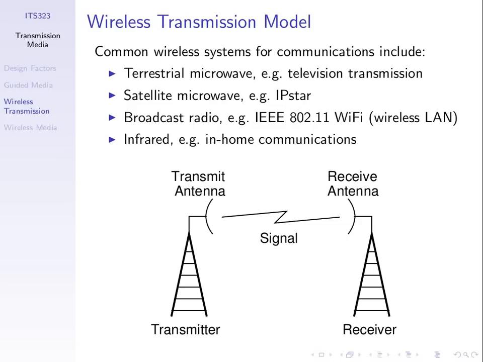Our general model of any wireless system is that we have a transmitter. We take some electrical current from, say, a computer that wants to transmit some data, and the antenna converts that electrical current into a wave, an electromagnetic wave, the signal that we're sending from A to B. And the receiver antenna takes that waveform and converts it back to electricity, which is then received by our receiving computer.